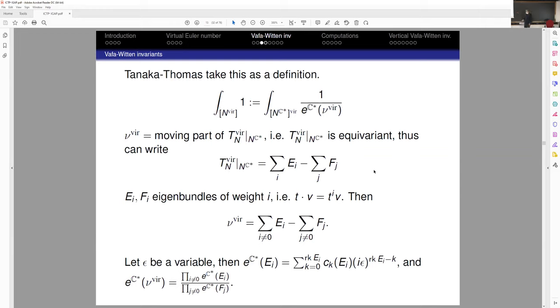So, it's complicated, but in the end I wanted to maybe just show that it's actually something concrete. You can compute it.